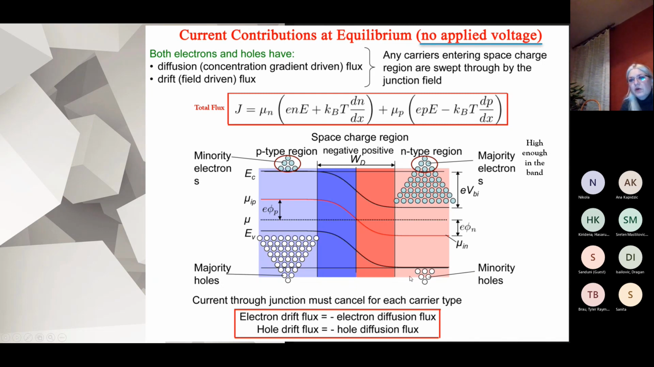So here, the minority holes will move by hole drift flux in this direction, and the majority holes, which are high enough in the band, some of them will go in the opposite direction due to the hole diffusion flux or concentration gradient. And this is if we have no applied voltage.